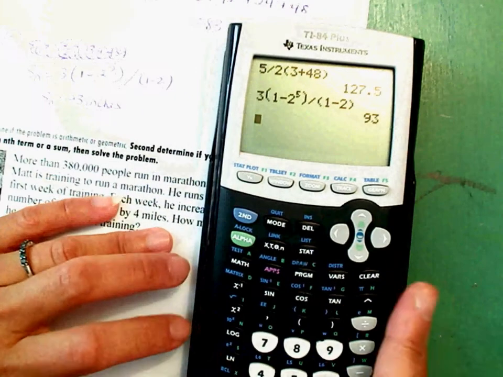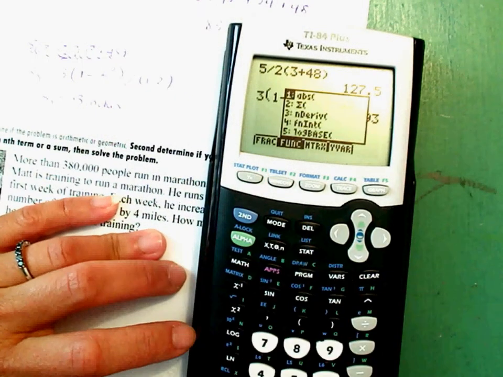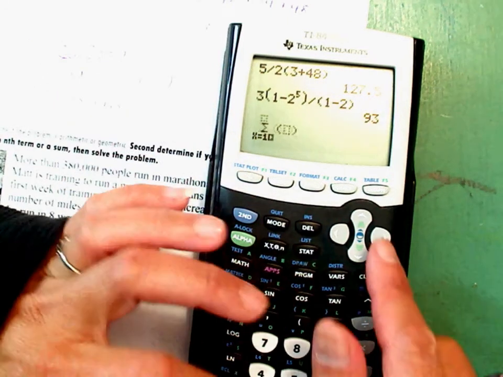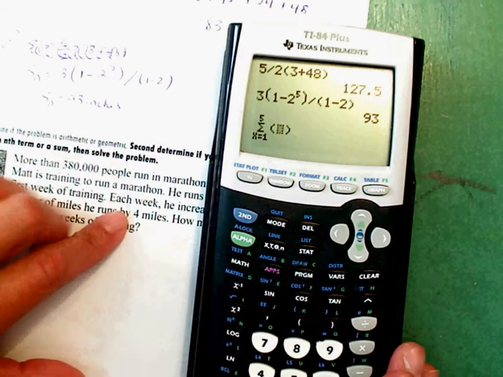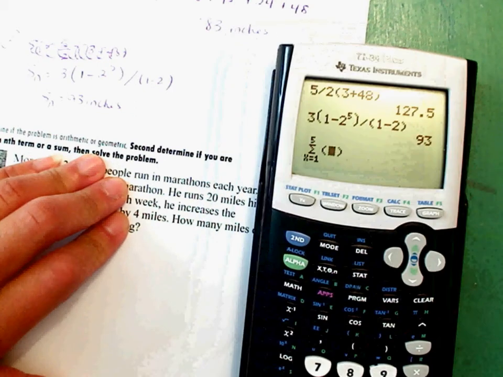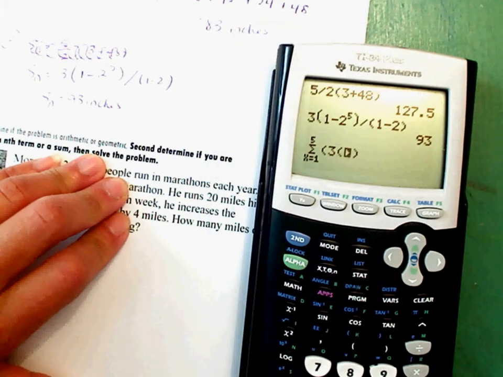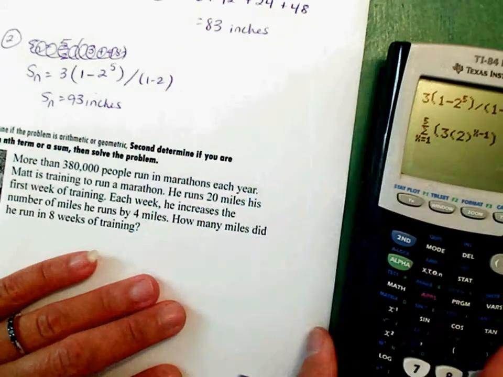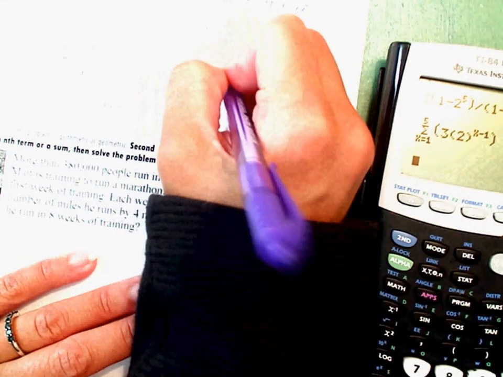Alpha window, number 2. X1, right click, 5. And my geometric formula is the first number 3, parentheses, 2 raised to the x minus 1. That also comes out with a sigma. I gotta go check my number.